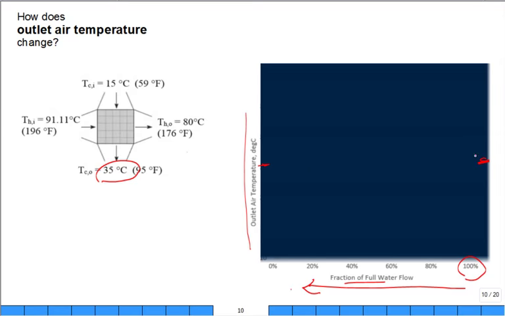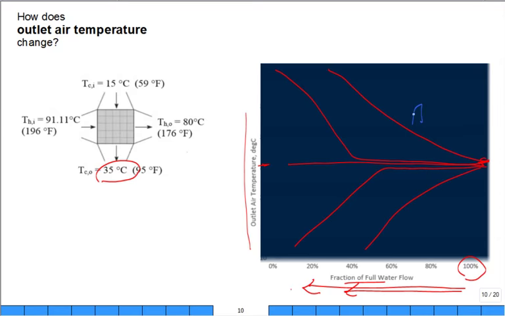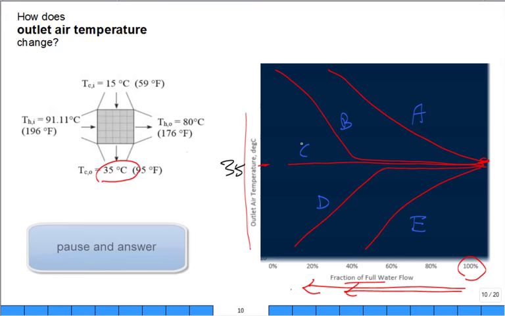So does the outlet air temperature, the cold fluid, as I reduce the mass flow rate, go like this or like this? Well, let me try and draw a couple of cases in here. Does it look like this, or like that? Answer A, B, C, D, or E. Did I give you enough options? It starts at 35. For A and B, they're eventually going to go up as I reduce the mass flow rate of hot water. For D and E, it goes down. And C says there's really no change. It's going to stay 35.